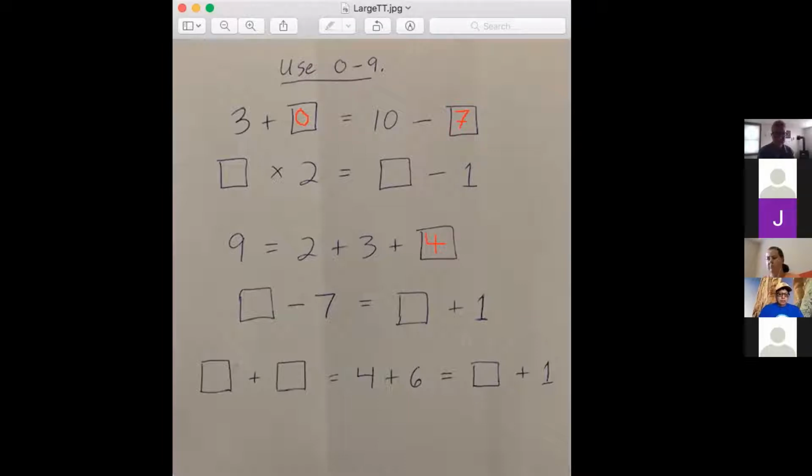So do people see other things to fill in? You can shout them out. One times 2 is 3 minus 1.